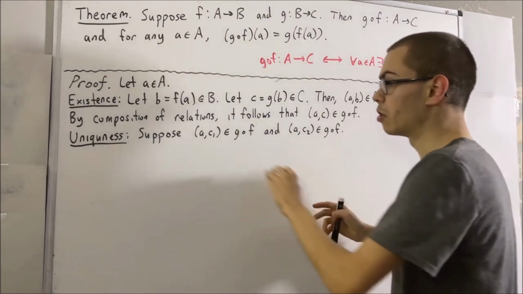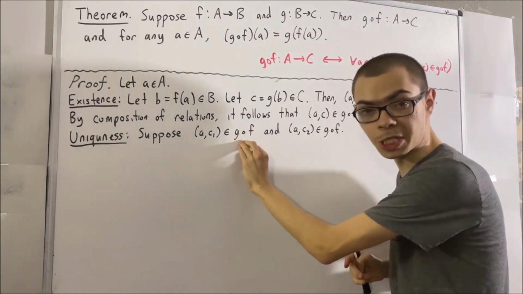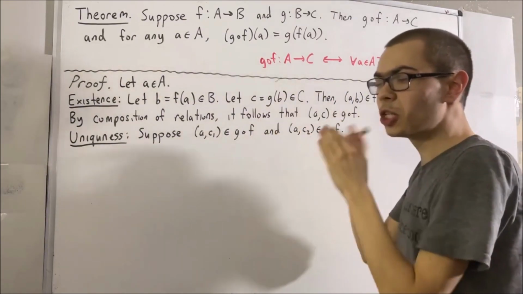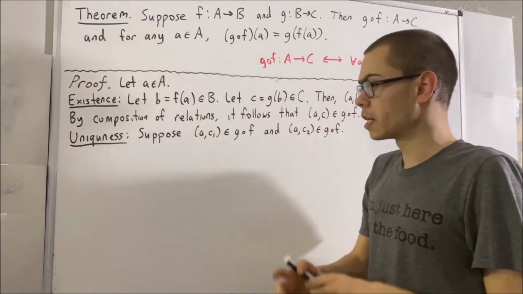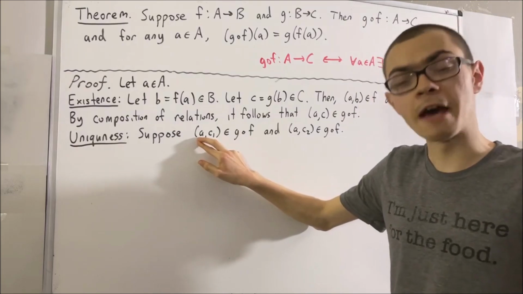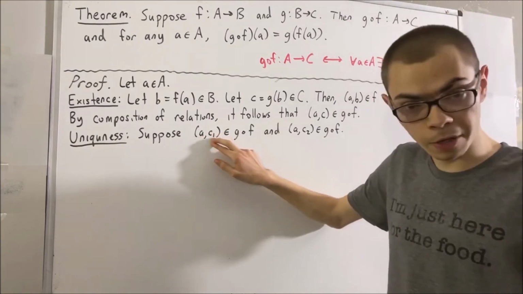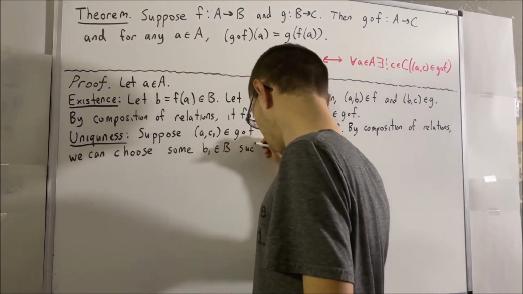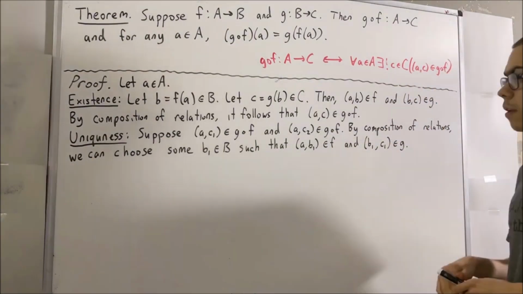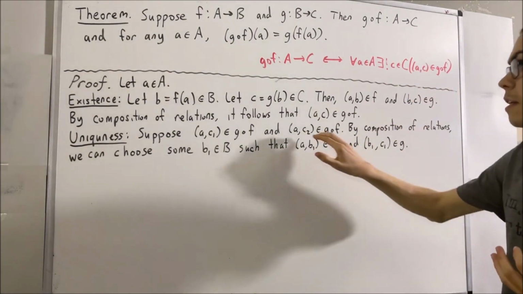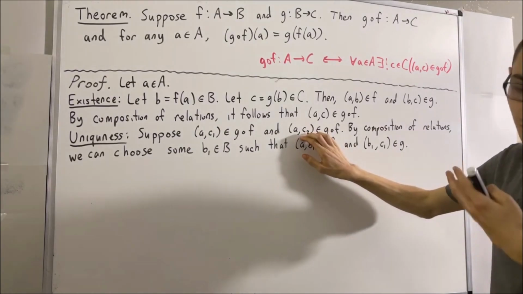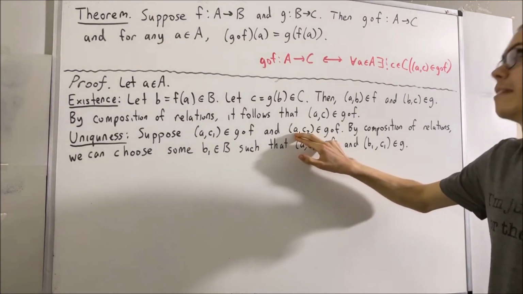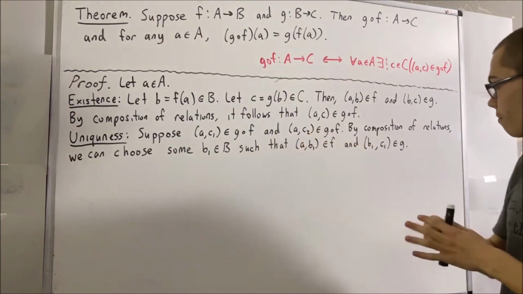Well, notice we have an element of a composition. So by definition of composition of relations, we can choose some value, say b1, such that (a, b1) is an element of f, and (b1, c1) is an element of g. And we can also apply that same idea to what we have here. We can choose some b2 such that (a, b2) is an element of f, and (b2, c2) is an element of g.